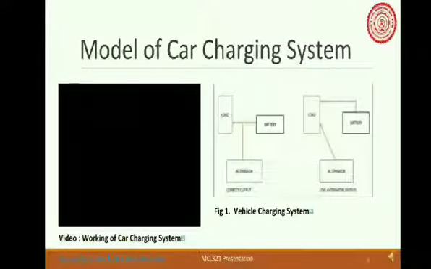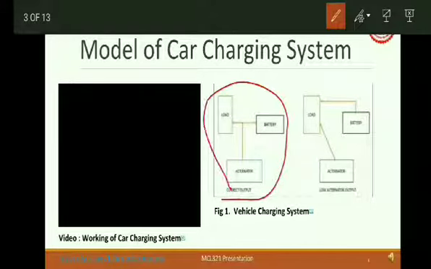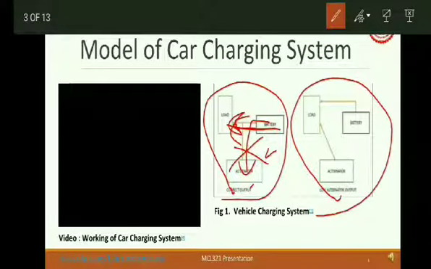So the model of car charging system. When the engine is not running, the alternator voltage is less than the battery voltage. So current flows from the battery to the load, and alternator diodes prevent current flowing to the alternator. So there is no current flowing to the alternator, but the flow is from battery to load when the ignition is on but the engine is not running.